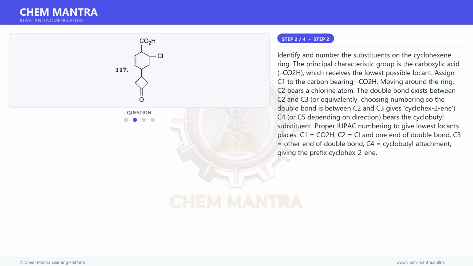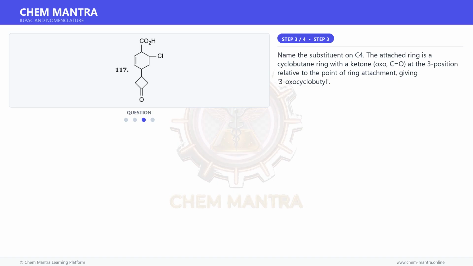The double bond exists between C2 and C3, or equivalently, choosing numbering so the double bond is between C2 and C3 gives cyclohex-2-ene. C4, or C5 depending on direction, bears the cyclobutyl substituent. Proper IUPAC numbering to give lowest locants places C1 equal to COOH, C2 equal to Cl and one end of the double bond, C3 equal to the other end of the double bond, C4 equal to the cyclobutyl attachment, giving the prefix cyclohex-2-ene. Moving on to the next step.